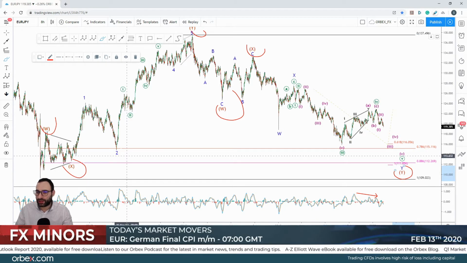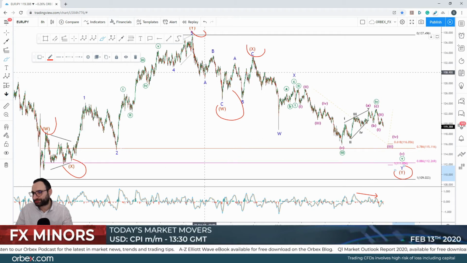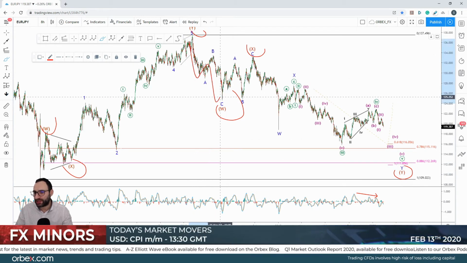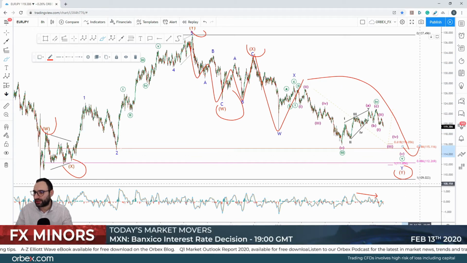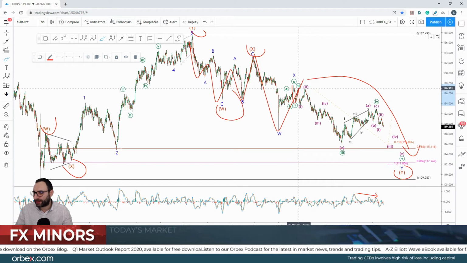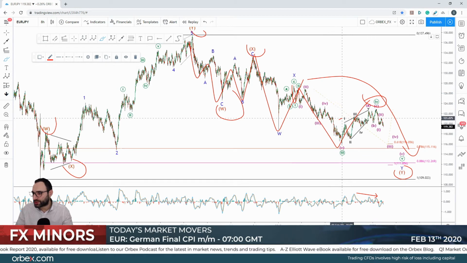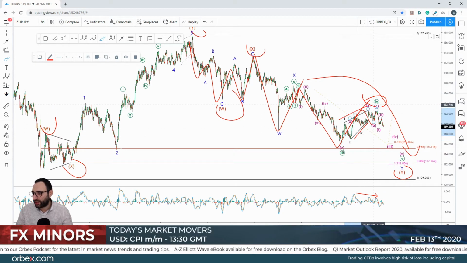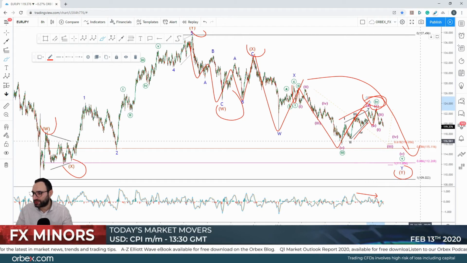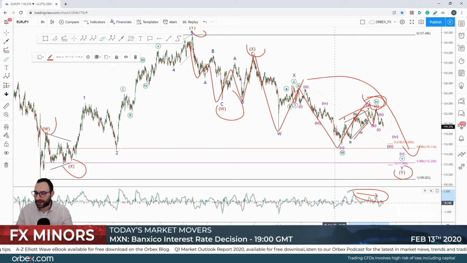Now, in the intermediate term, we're looking at this as a WXY. Okay, so we've had ABC, ABC, and then WX, and we are currently completing the wave Y. Within these, we've had a 1, 2, 3, and 4 completed. Wave 4 was completed last week with this ABC pattern, okay? And from here, we started moving to the downside, following, of course, this nice signal on the MACD.